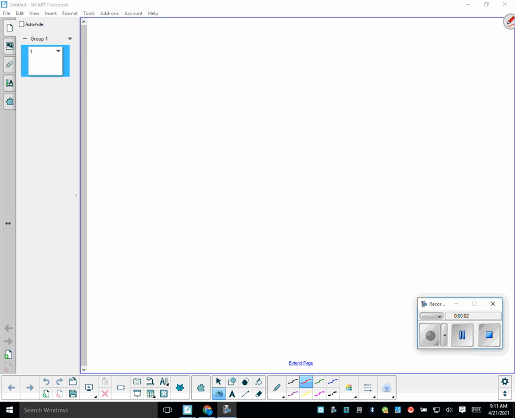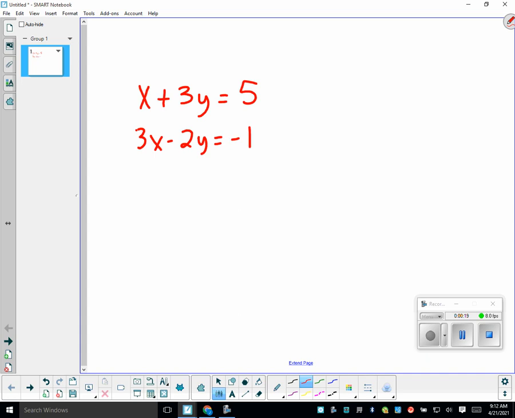Substitution method solving equations. If I give you x plus 3y equals 5, and 3x minus 2y equals negative 18. If you're told to do the substitution method, that means I pick one of the equations and solve for a letter, right? Yes. So I'm going to pick the first one and solve for which letter? X. So is x equal to 5 minus 3y?